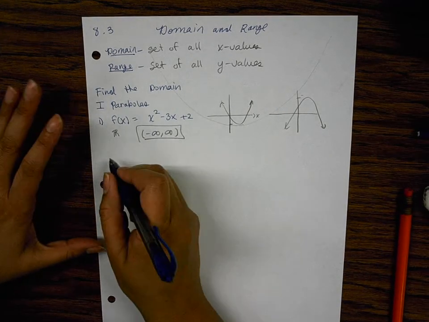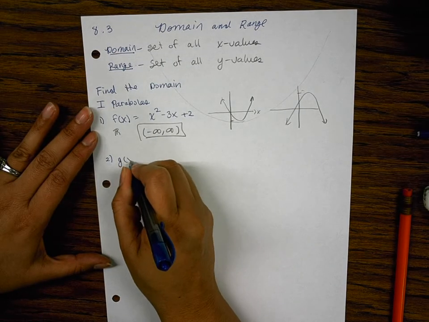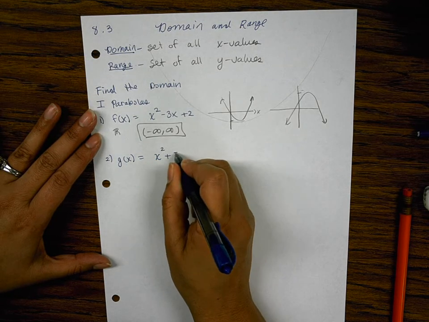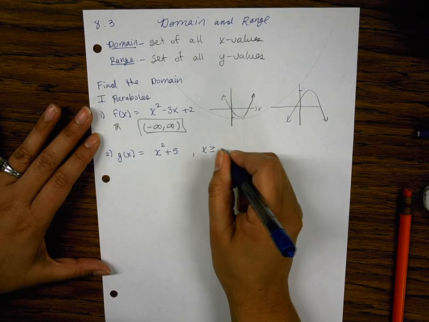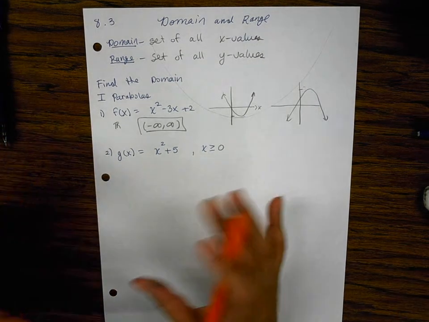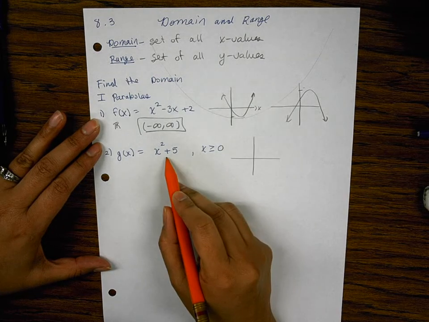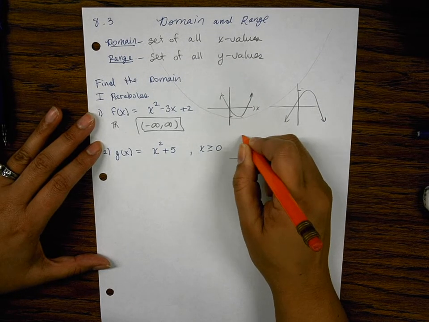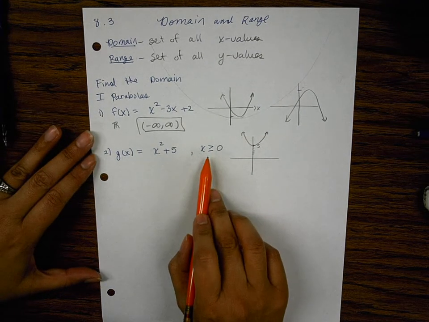Now, just know that that is true for regular parabolas, but when there's restrictions, you do have to take that into account. G of x equals x squared plus 5, such that x is greater than or equal to 0. All right, so you do have to have some general knowledge of what this graph looks like. This graph shifts up 5, because you learned last year how to translate parabolas. And you know it's opening up, and even if it was opening down, it would not matter.